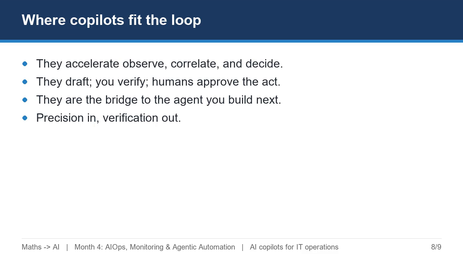Let's place copilots in the AI ops loop. They accelerate observe, correlate, and decide. They draft, you verify, and humans approve any act. They're also the conceptual bridge to the next lesson, where you'll build your own AI triage agent. The pattern that carries forward is simple: precision in, verification out.